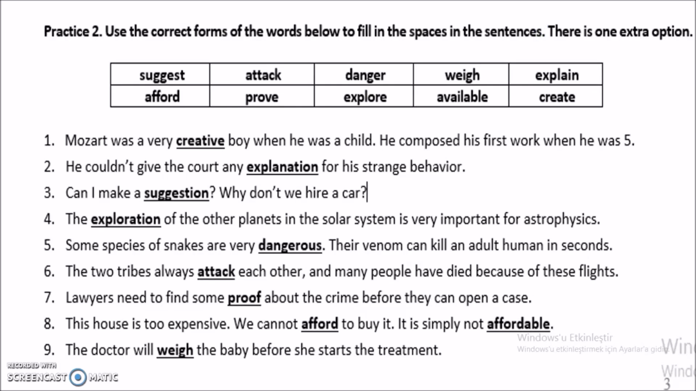Okay, this is the answer key for practice 2. Check your answers, please. There are some points that might help you.